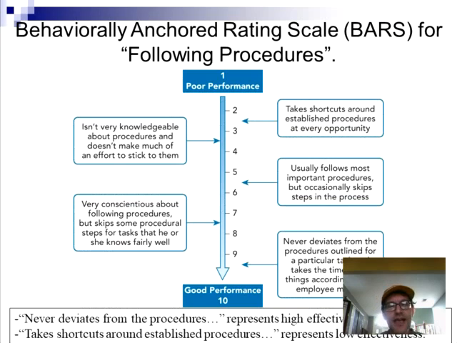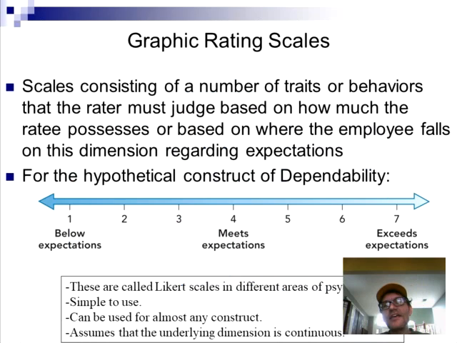So a version, it's not a graphic rating scale, but it's in the same ballpark. We call them BARS, behaviorally anchored rating scales. Imagine that we've got anchors. The anchors are below expectations, meets expectations, exceeds expectations. That we call our anchors. However, these 3 anchors that I have written here are pretty vague. Okay, they're kind of broadly phrased.